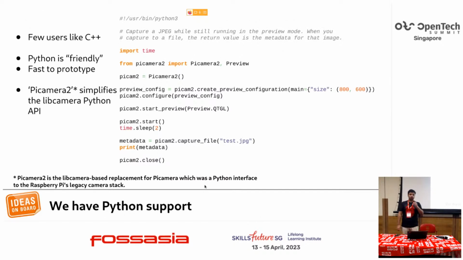We have Python support. This was the first language binding that we landed officially in the libcamera repo. Based on that, Picamera2, which is not a part of libcamera, it's Raspberry Pi's work, is a libcamera-based replacement for Picamera, which was a Python interface for the Raspberry Pi legacy camera stack, and many Raspberry Pi users and hobbyists are very familiar with Picamera.